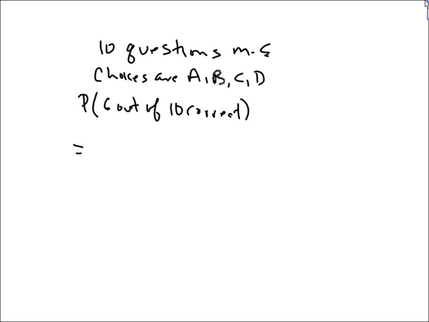Now, though there are 4 choices, there's only 2 outcomes. Either you're right or you're wrong. When you get your test back, let's be reasonable.